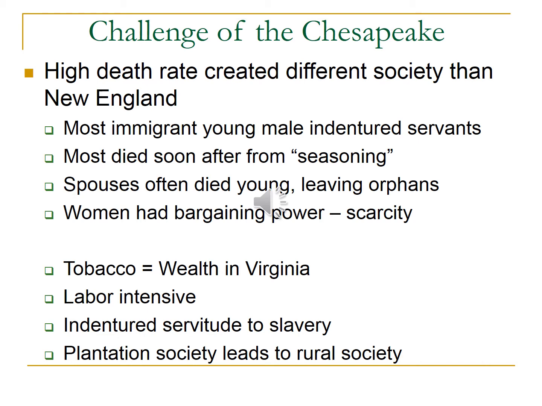Nuclear family society in New England, much more disproportionate ratio between men and women in the Chesapeake society. And of course, while there were slaves in New England, a paid labor society in New England versus a slave labor society in the Chesapeake. So two very different societies developing.